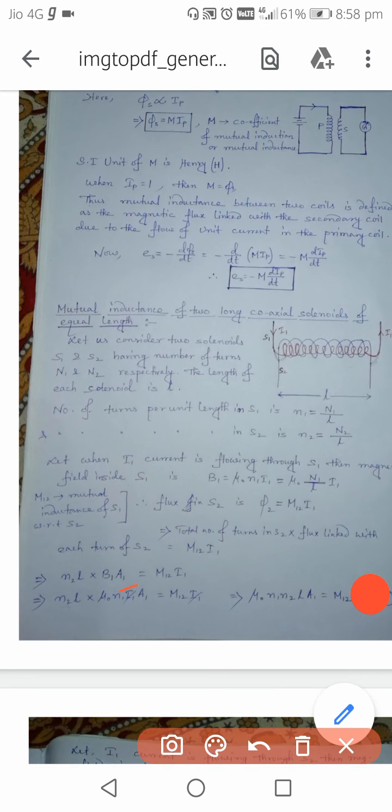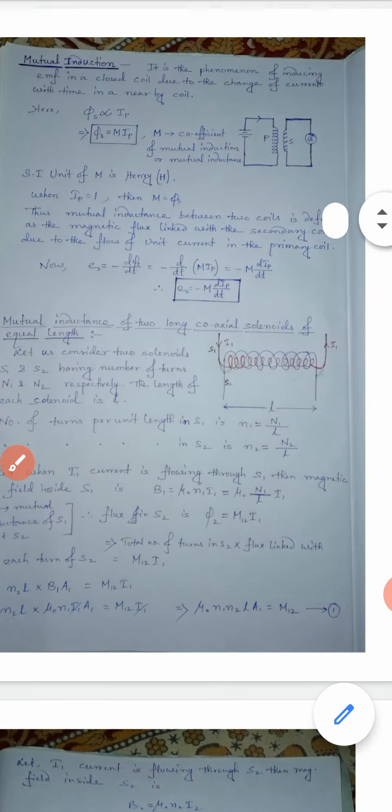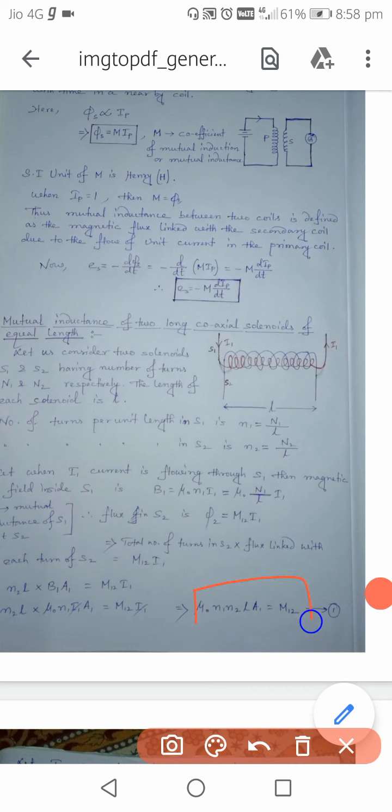Okay, so I think this part is clear. So A1 we have written this side. Then I1 gets cancelled, and we get this equation. This is given equation number 1. So we got an expression for M12. M12 is the mutual inductance of S1 with respect to S2.